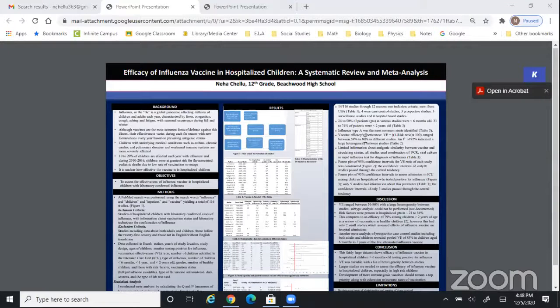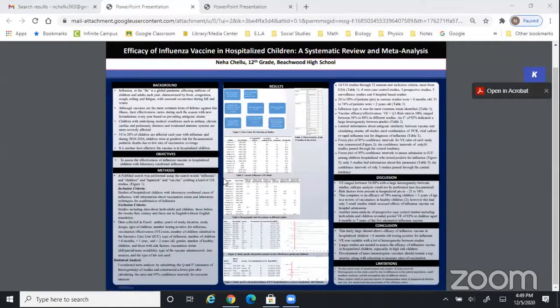Hi. So my project is titled The Efficacy of the Influenza Vaccine in Hospitalized Children, a systematic review and meta-analysis. Influenza is a global pandemic that affects millions of people worldwide. However, 10 to 20% of children are affected by influenza each year and are especially susceptible given their young age. I sought to assess the effectiveness of the seasonal flu vaccine specifically in hospitalized children.